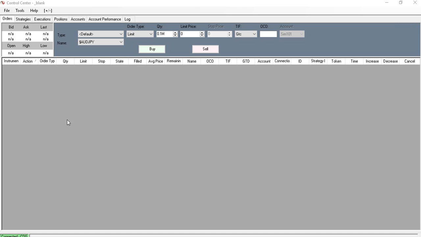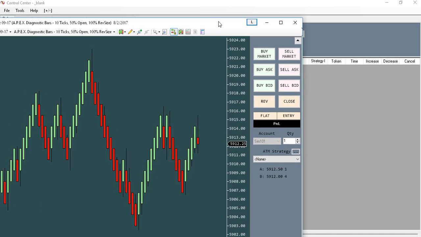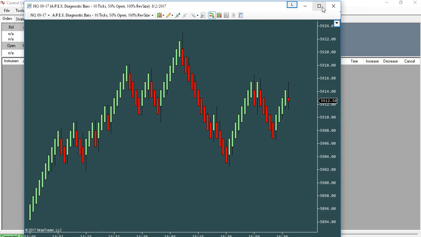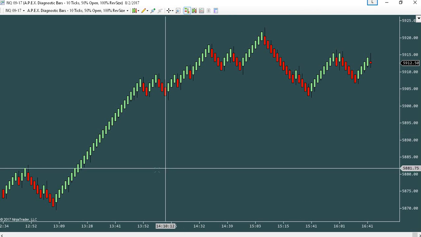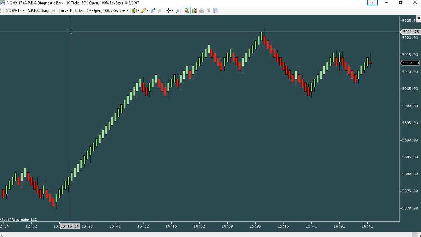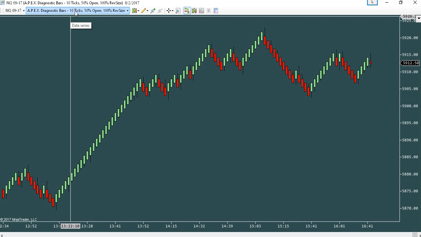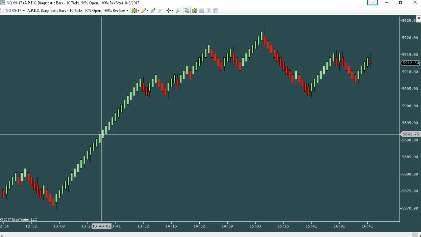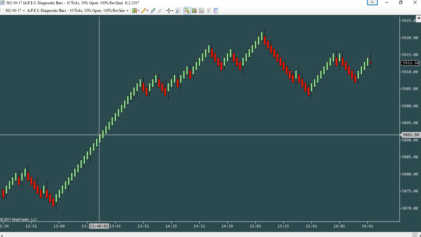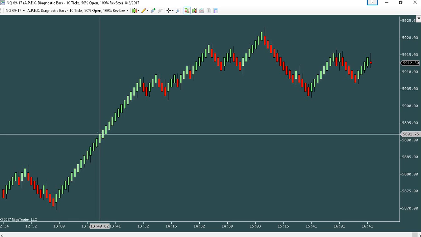Diagnostic bars are not time based at all. Time has nothing to do with them. It's completely tick based and based off the move of the market. So this particular setting I have is a 10 tick diagnostic bar. What does that mean? Well, for example, let's take a peek at this bar right here. As the price moved up, this bar closed right here. Now when that bar closes, the new bar opens right here.